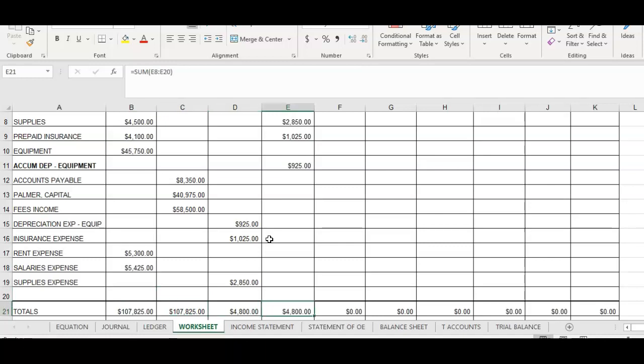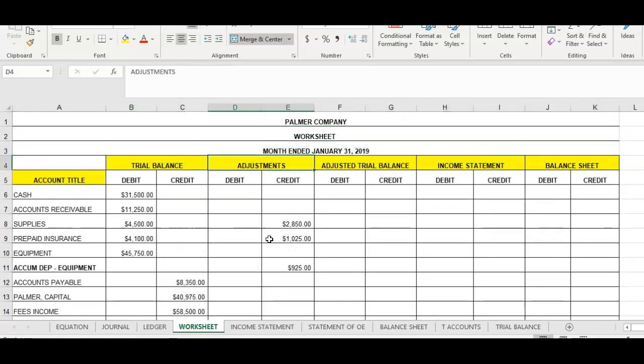Now, once you have recorded all of the adjustments for the accounting period, get a total for your debit column, total for your credit column. Look at that, we balanced. Both columns total $4,800. Okay? So that's how you complete the adjustment section of the worksheet.